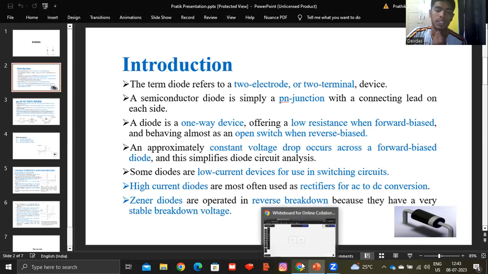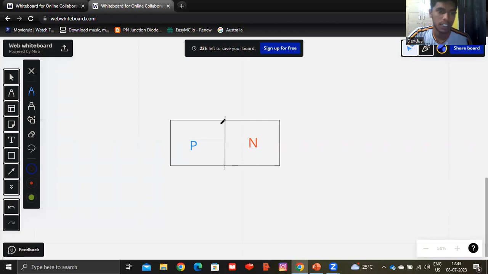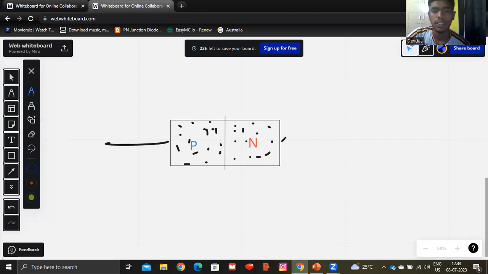Let us understand what a PN junction is first. A PN junction is nothing but a semiconductor which has two regions, namely P type and N type. These two regions have a depletion region between them, and the P region would have holes, and the N region would have electrons in them. When the P region and the N region are connected to terminals, it's referred to as a diode or a PN junction semiconductor.